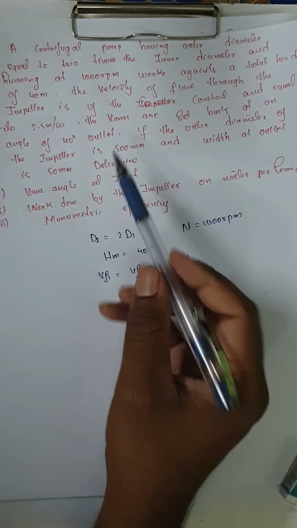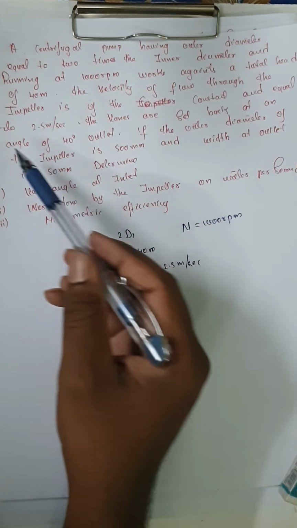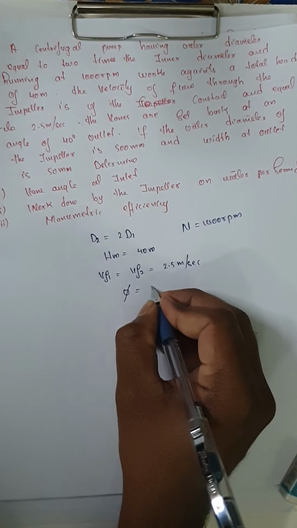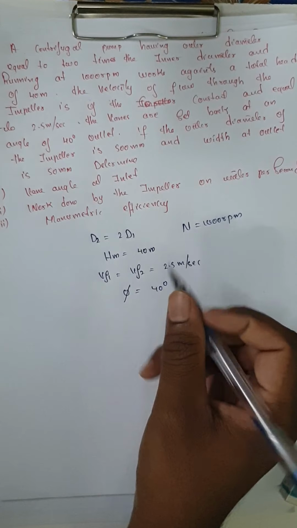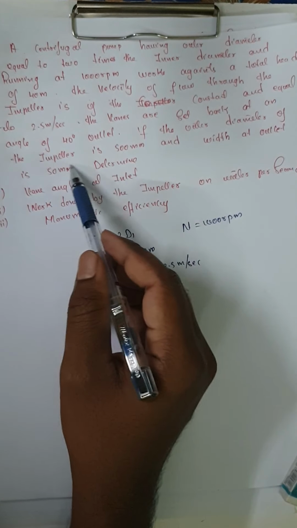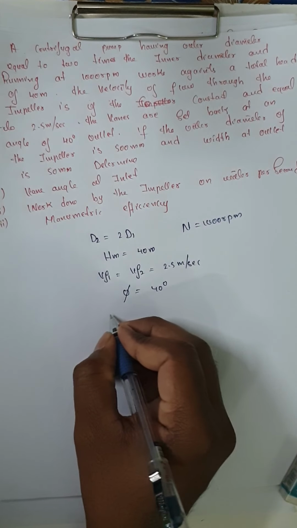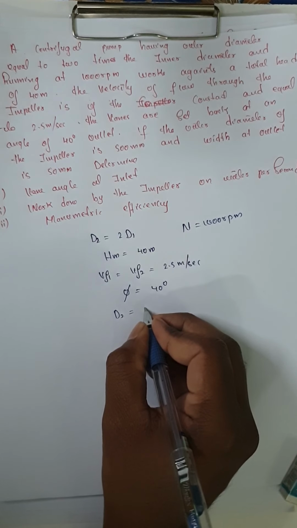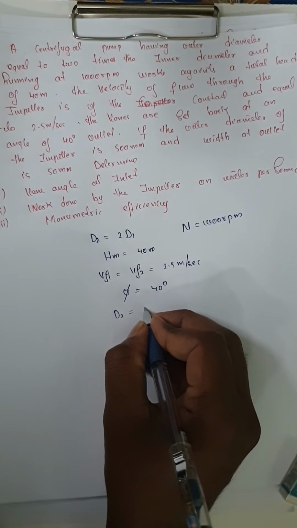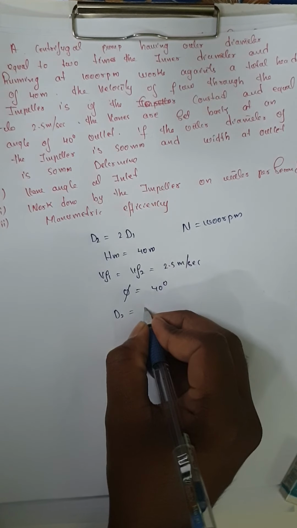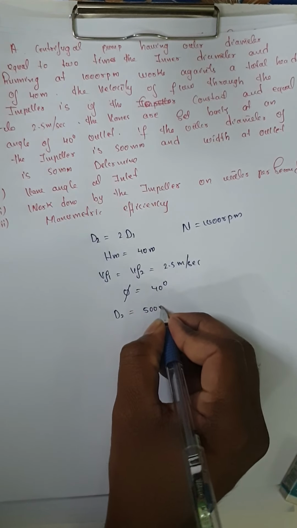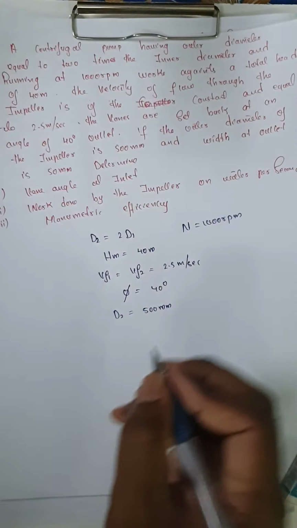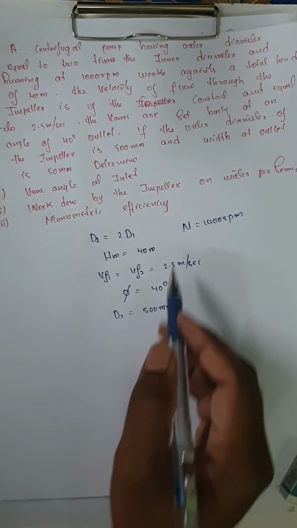VF1 or VF2. And the vanes are set back at an angle at outlet. Outlet angle is designated with phi and inlet angle is designated with theta. If the outer diameter of the impeller, outer diameter means D2, is given. What is given here? D2 value is 500 mm.